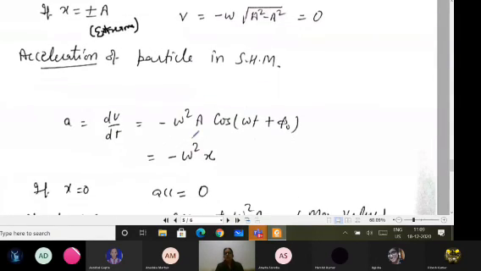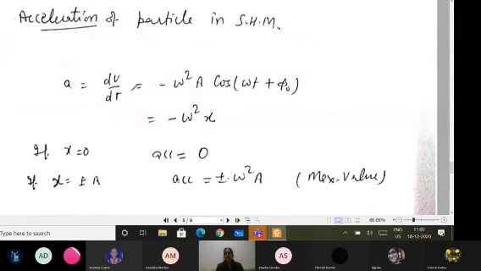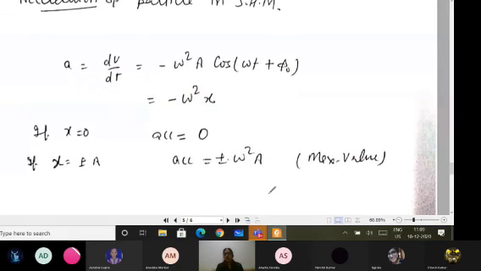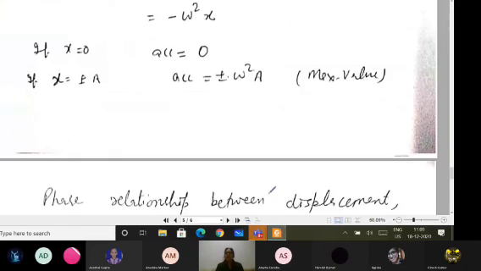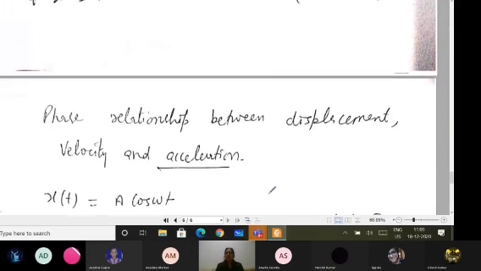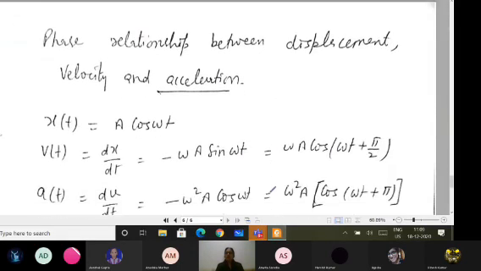Similarly, if you wish, you can write for the acceleration also. dv by dt I have already done. It is coming out to be minus omega square x. So at mean position, acceleration is 0, but at extreme position acceleration has the maximum value. So this you can represent in terms of a graph also, because we have to see the phase relationship.